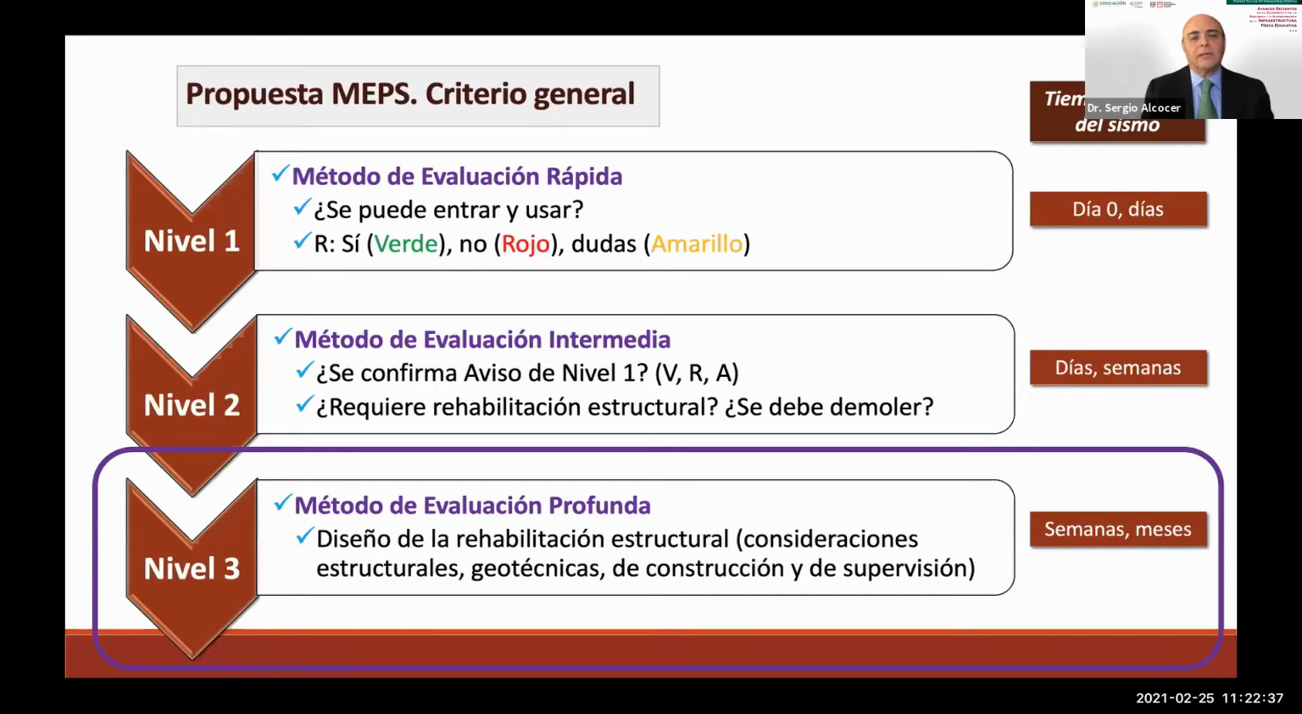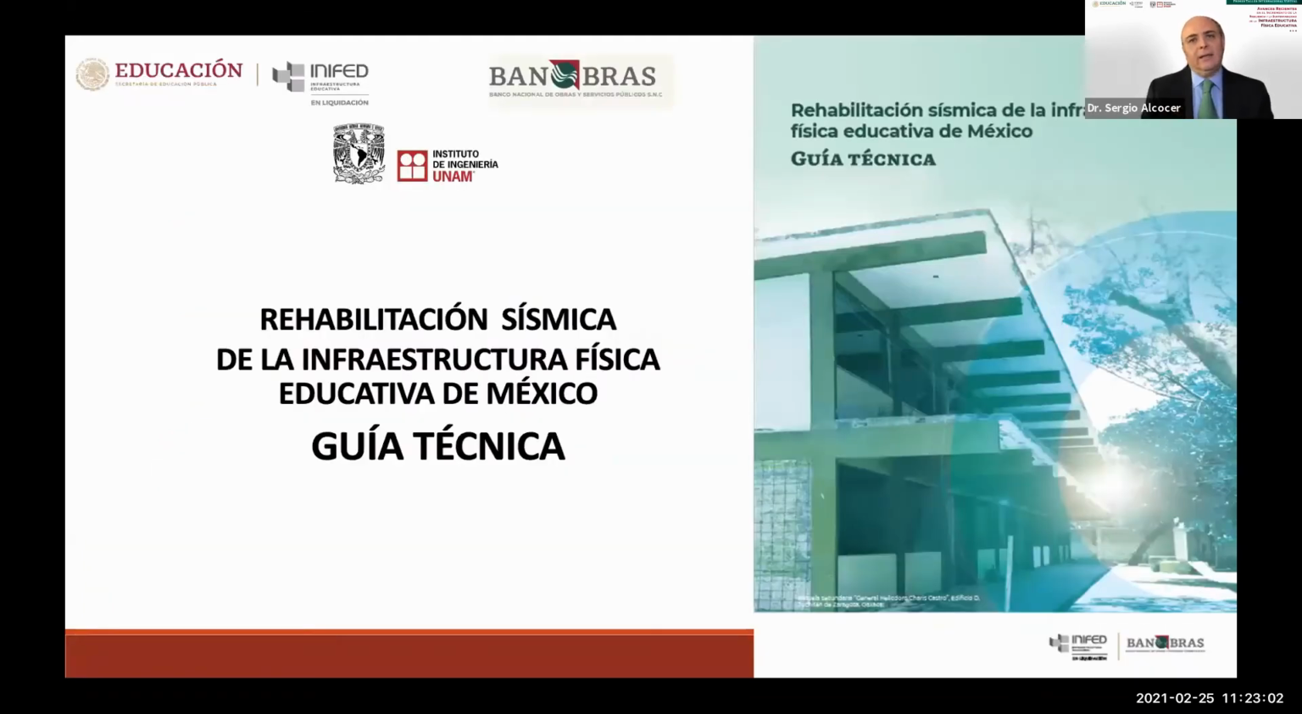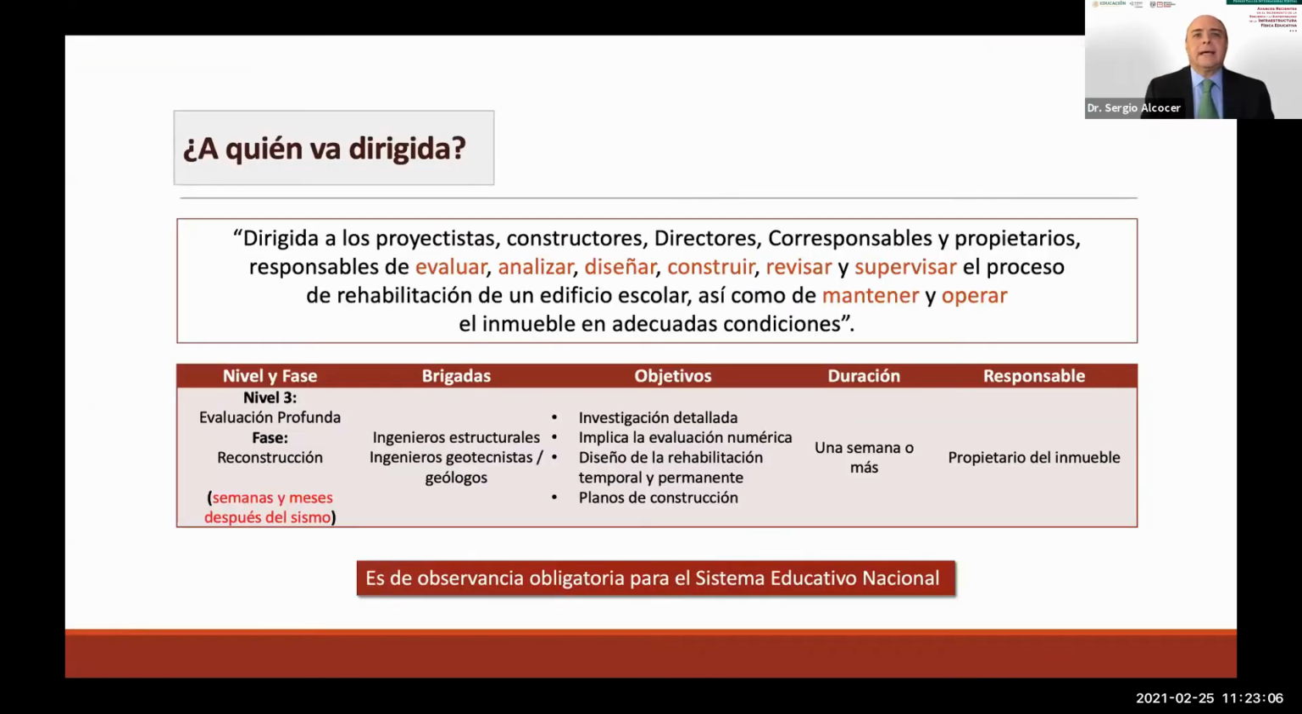And using the same slide as Ruben, I can show you that this is a level 3 methodology applied for the refitting of buildings. And this is applied weeks or months after an earthquake, depending on whether we have the resources to carry out the refitting. This would be the 4th document of this series that we have been discussing, the technical refitting methodology.